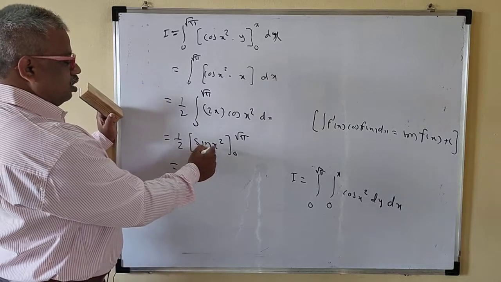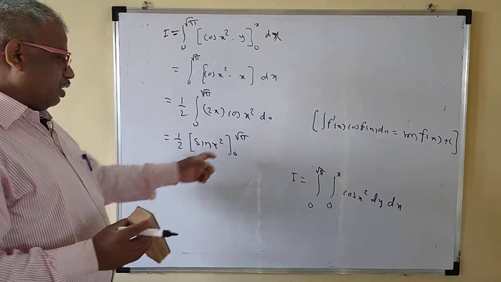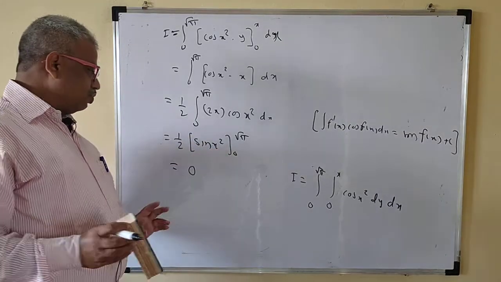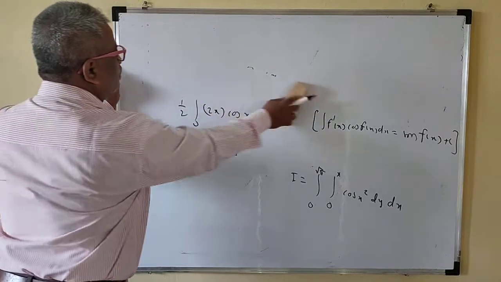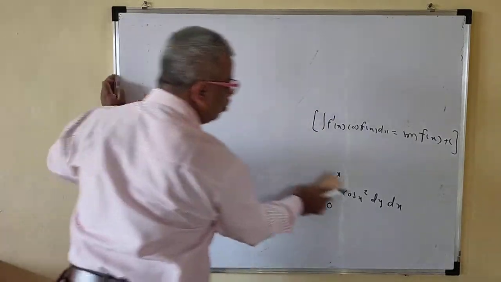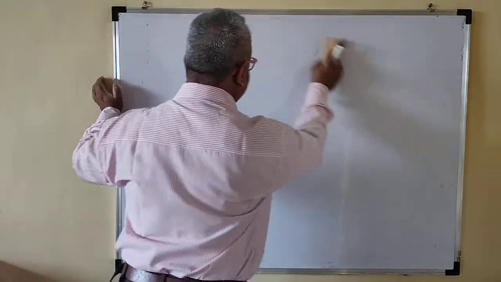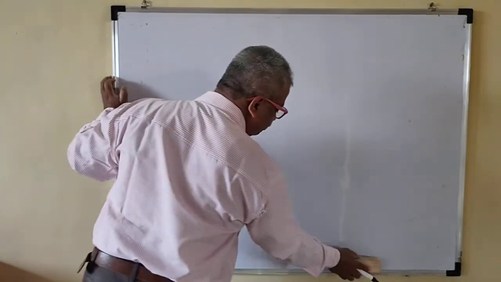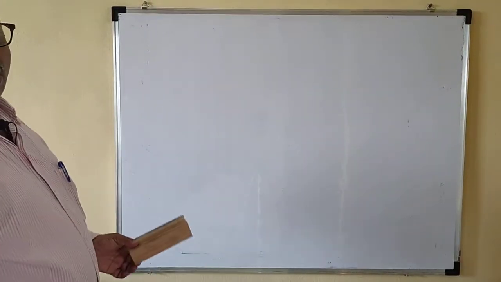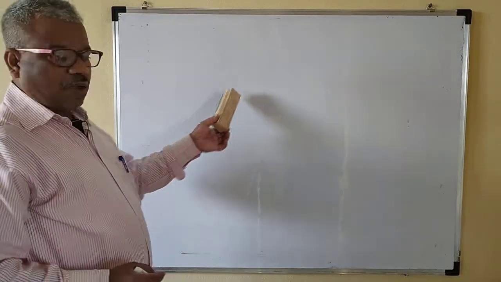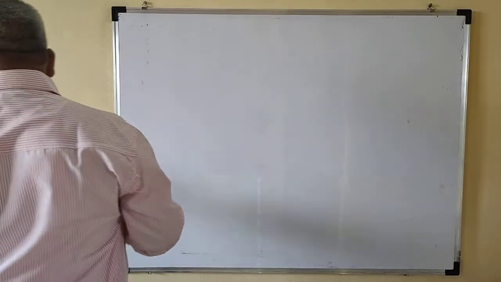So this is what? Sine pi is 0, sine 0 is 0. So this will be 0, because sine of pi is 0 and sine 0 is also 0. So the value of this integration is 0. Very simple problem. When it is simple, if you can draw the region, then the problem is easy. So the only crucial part is to draw the region and to change the order of the integration to take the proper limits of x and y. So we'll take the next problem.